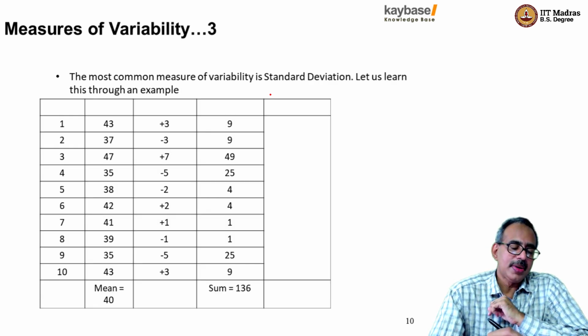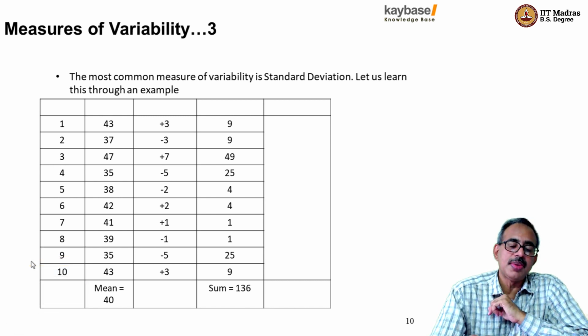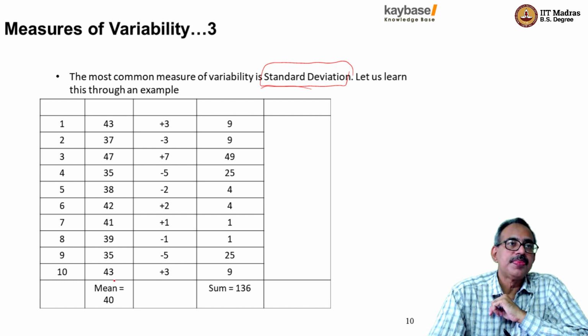Can we go to the next slide? So the most commonly used measure and also the most sophisticated measure is standard deviation. Again, let's learn this through an example. We are using the same data set that we had earlier, 43, 37, 47, the one whose range was 12, the second data set that we saw in the previous slide.